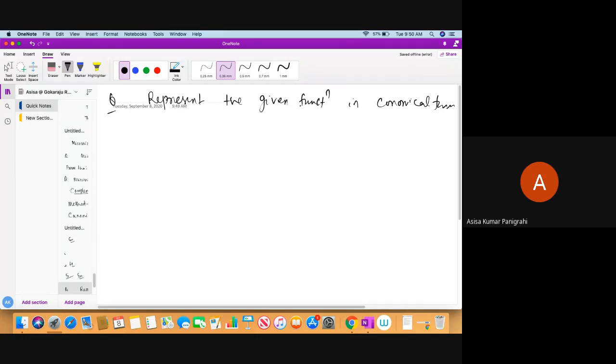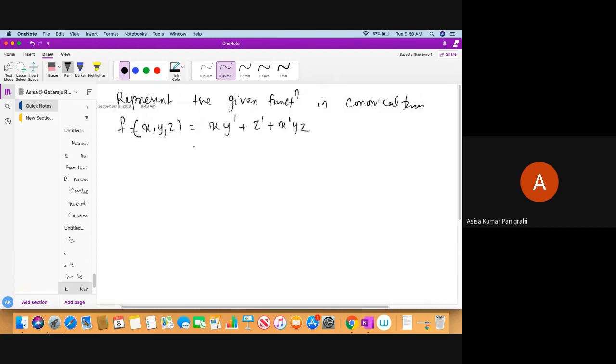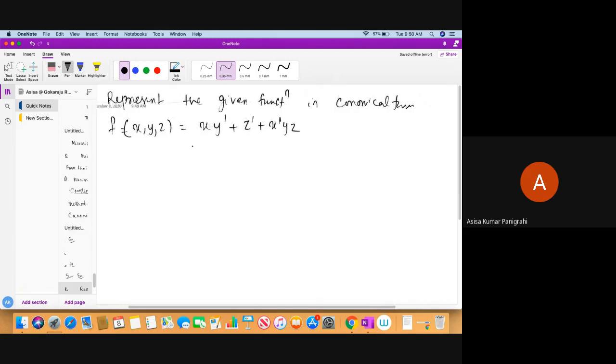There are two ways to represent canonical form: one is sum of minterms and the other is product of maxterms. Let's say the given function is f of x y z, which is nothing else but x y bar z bar or x bar y z. This function is given to you and you are asked to find its canonical form. This is a very important question. You can surely expect one in the midterms, possibly a 5-mark question.